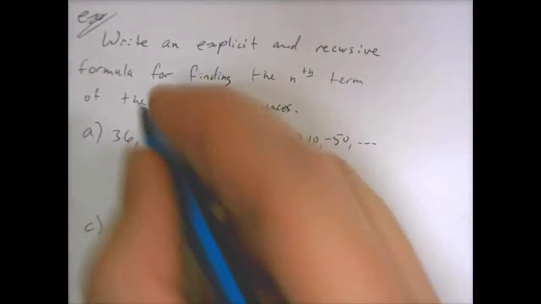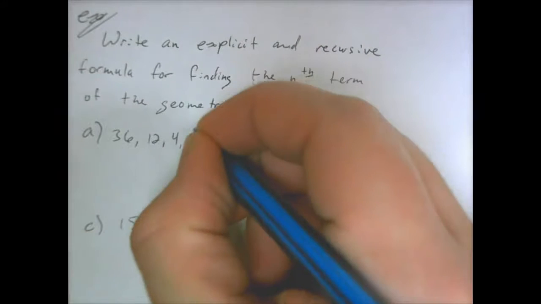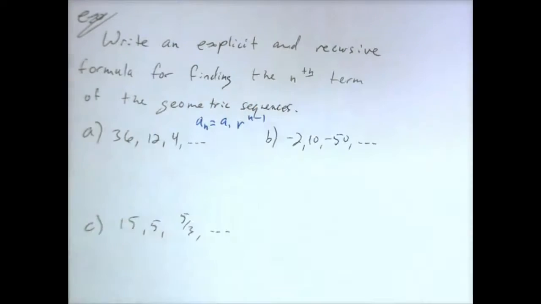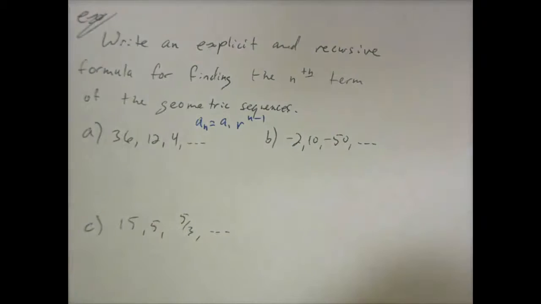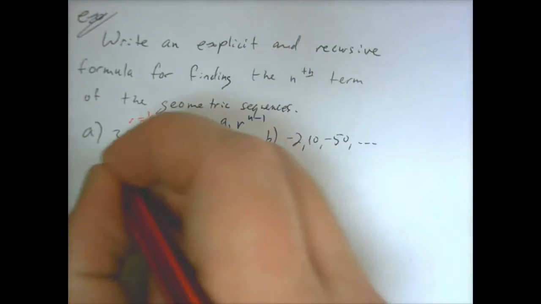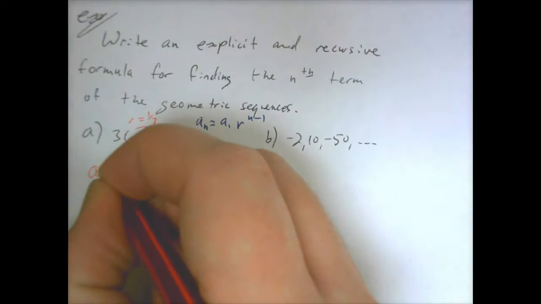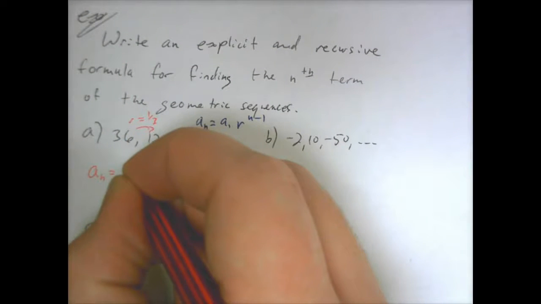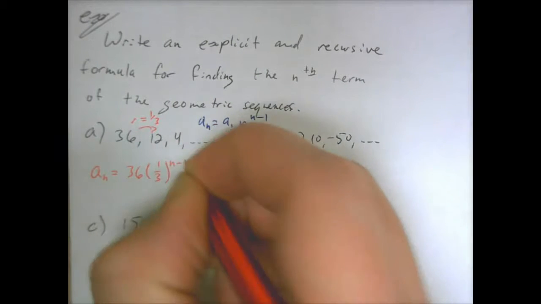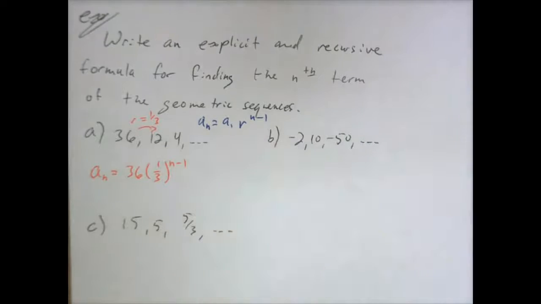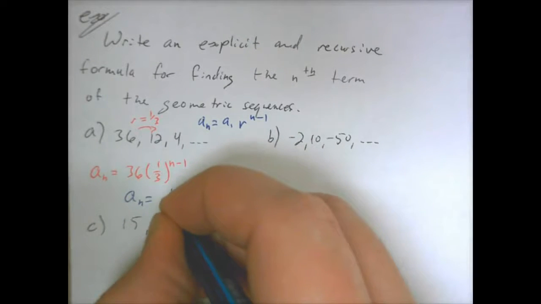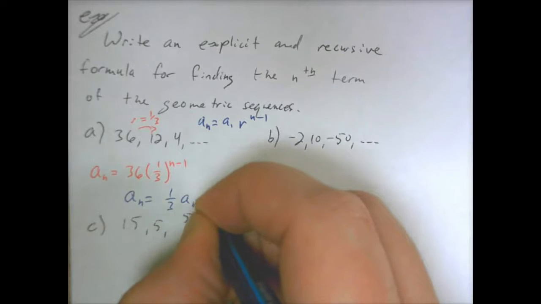Okay, so with this, we know our formula for the explicit is a sub n is a sub 1 times r to the n minus 1. So really I just need to find the rate, and I have my first term. This one, it looks like the rate is 1/3. So for my explicit, I have a sub n, the first term is 36, so 36 times 1/3 to the n minus 1. Oh, happy day. And then for your recursive one, you have a sub n is 1/3 times your previous term.